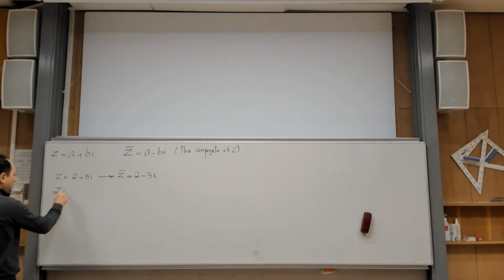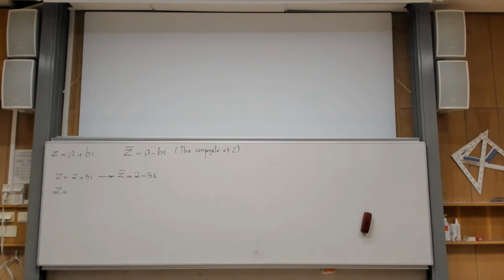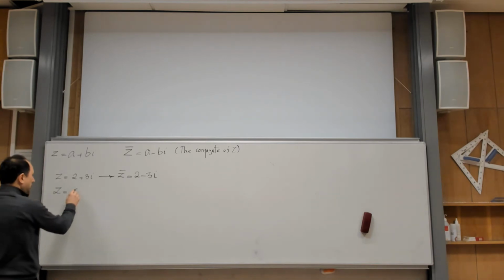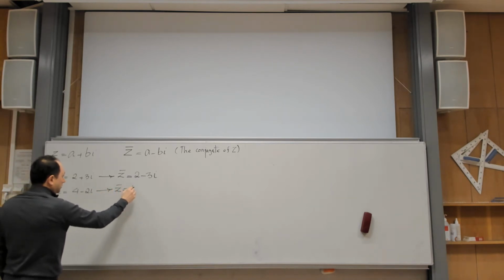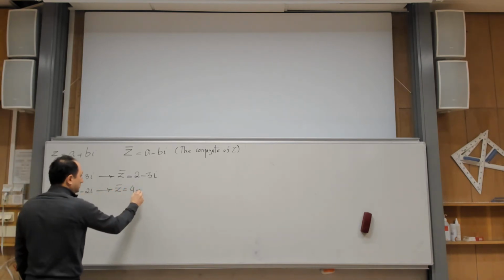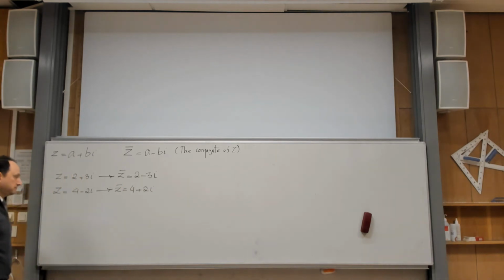So for example, if I give you z to be 4 minus 2i, then what is z bar? In this case, I keep 4 as it is, then I will change the sign to the opposite, it becomes this.